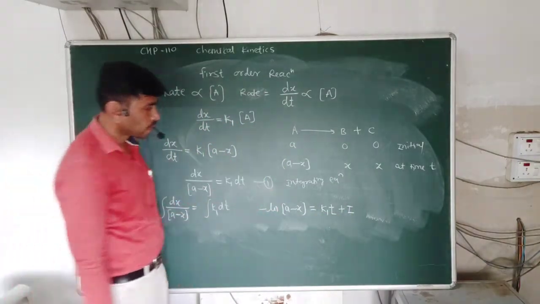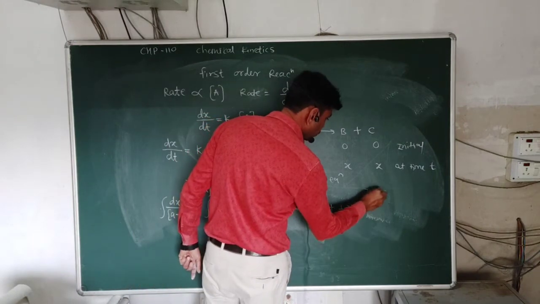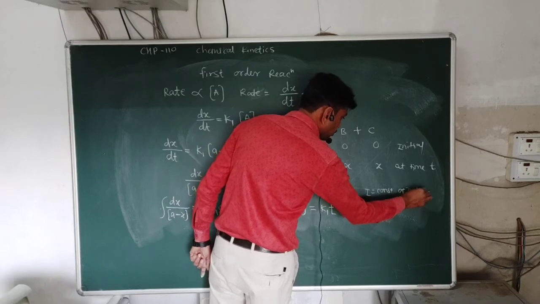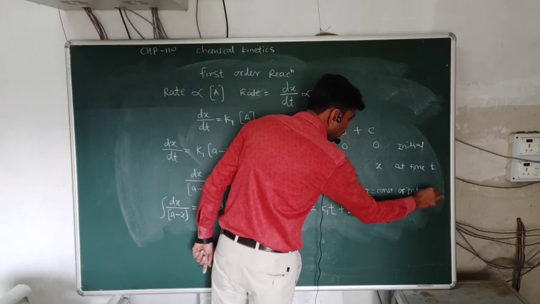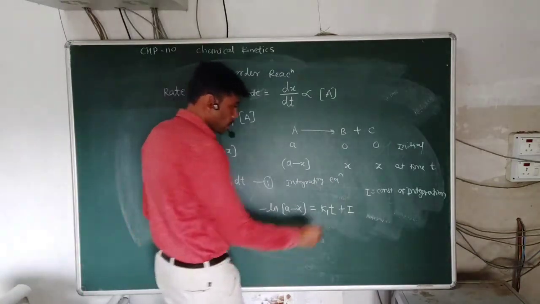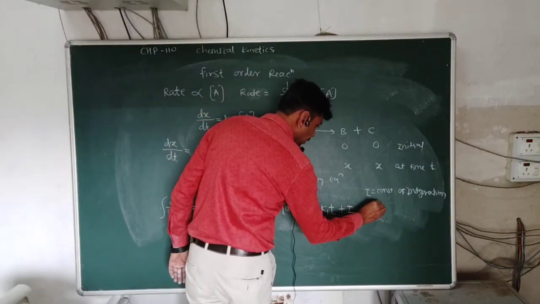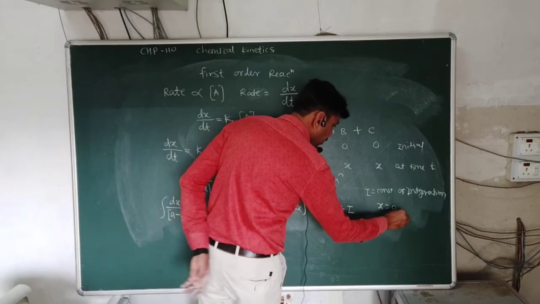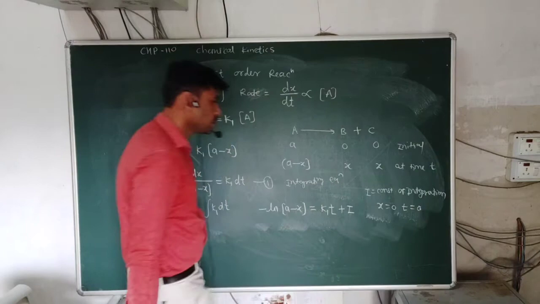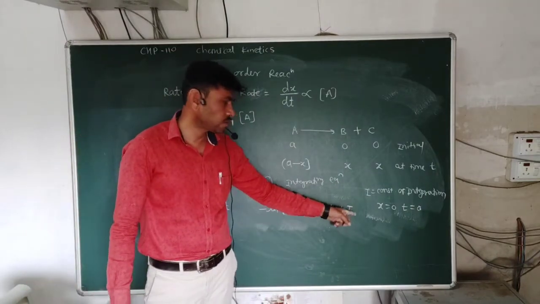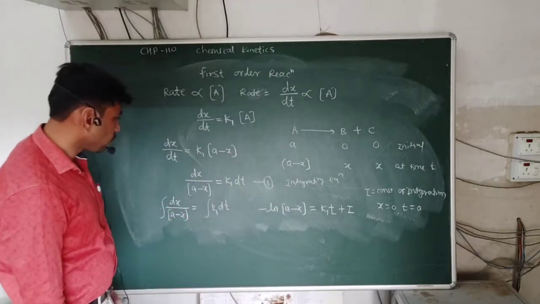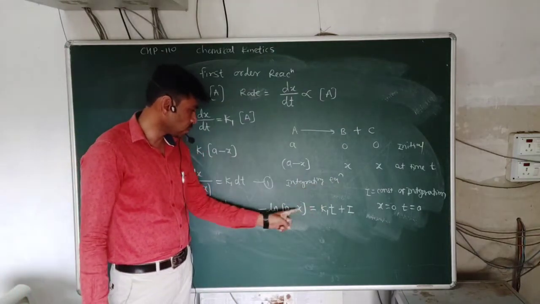So that is the constant of integration. I is equal to the constant of integration, and we know the value of the constant of integration I after applying x equal to 0 and t equal to 0. When we apply x equal to 0 and t equal to 0, then we get to know the value of I.